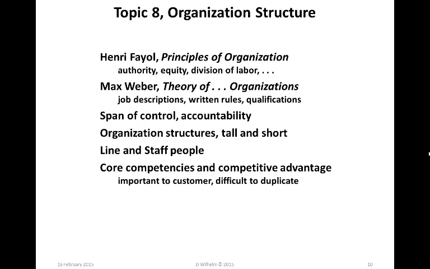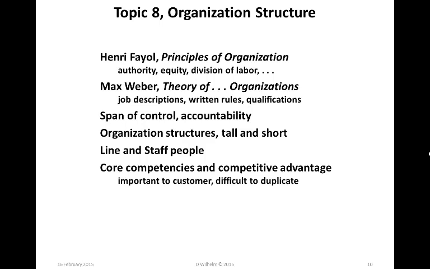Henri Fayol was a Frenchman who came up with original principles of organization, and he was very much looking from the top down on how organizations should be run. He has 10 to 20 principles, depending on where you find them, but authority, equity, fairness, division of labor, and a few others. Max Weber, a German, was looking more at the bottom up. He published The Theory of Organizations, and he was very big on job descriptions, written rules, hiring qualified people.